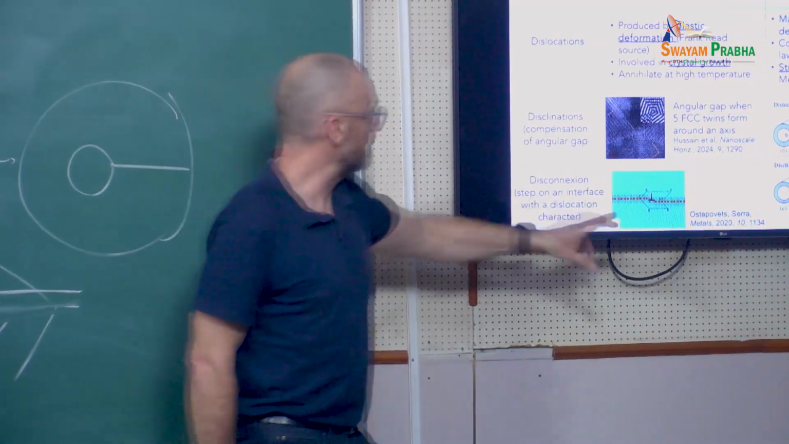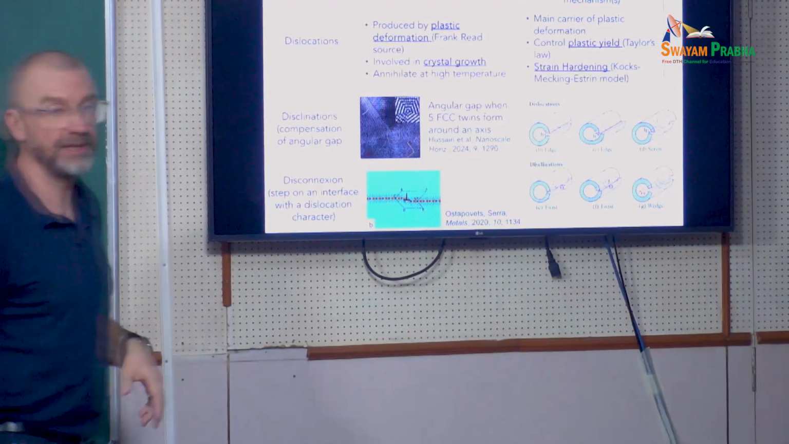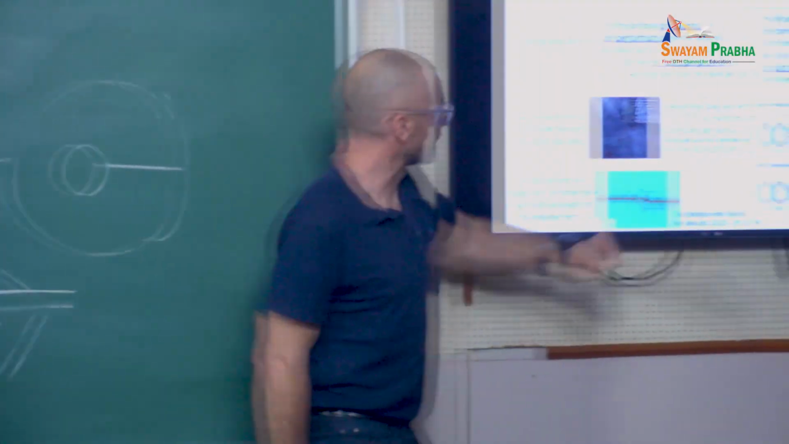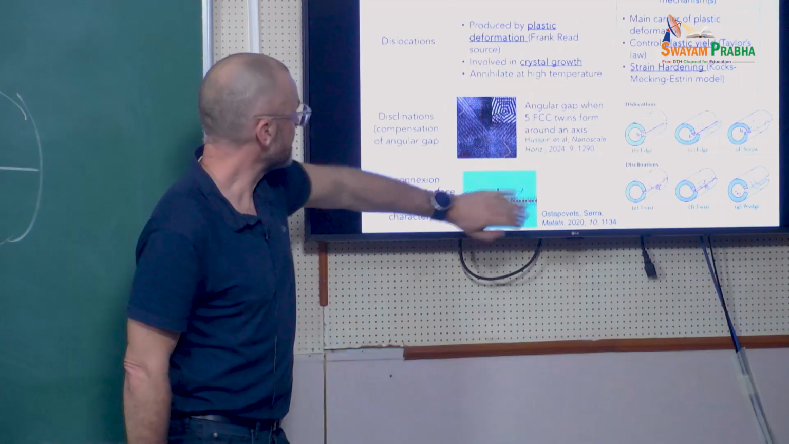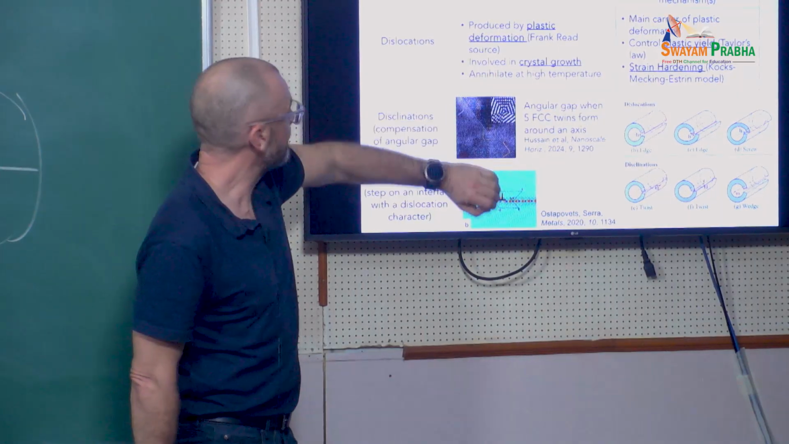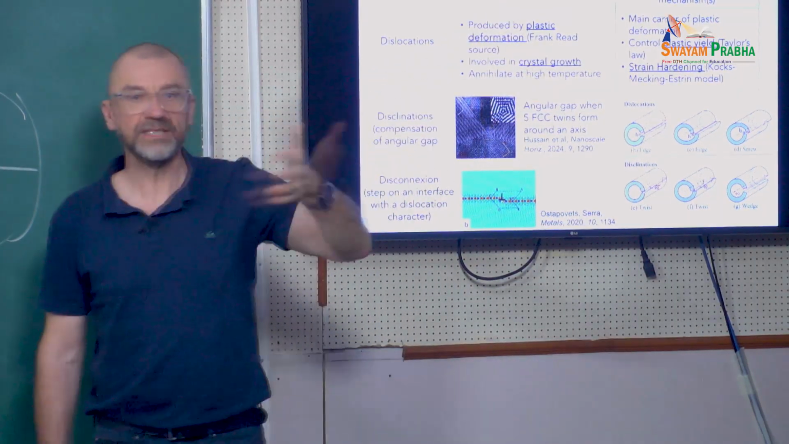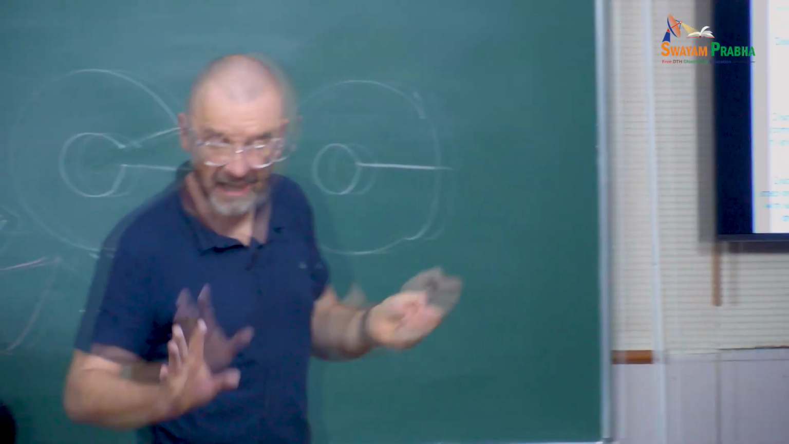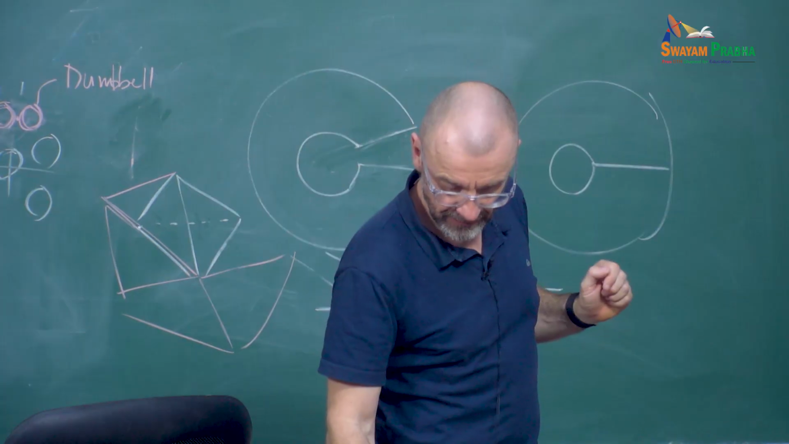You see them in particular when you're looking in HCP crystals at how twins move. You form these disconnections. So this is a defect on a defect. Disclinations are an angular defect, and this is a displacement defect. Yes, that's enough for now for dislocations.